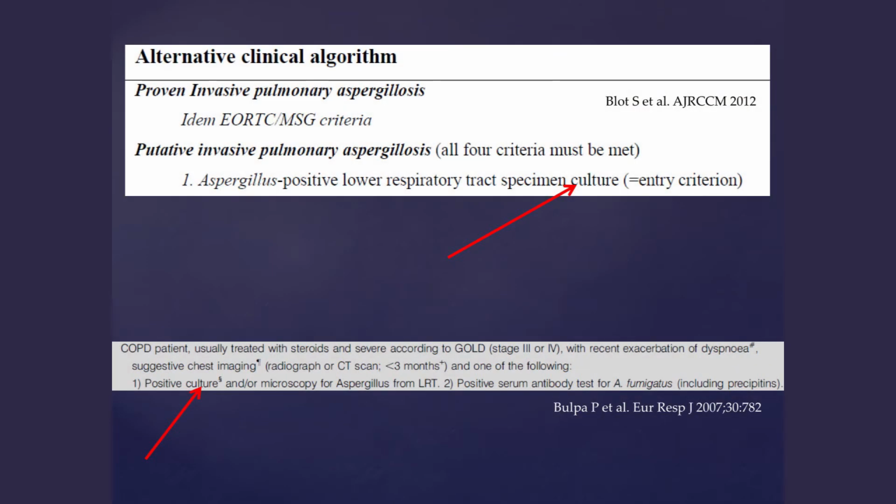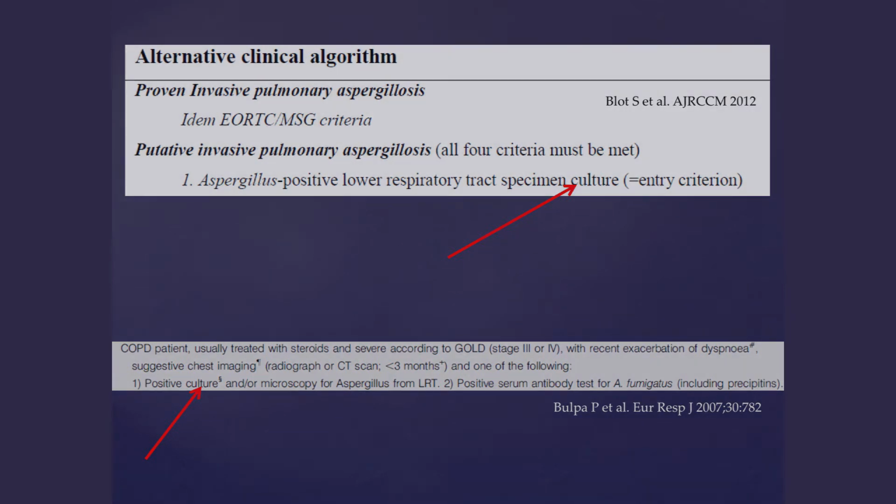So if you look at it, and this is what I was pondering, if you look at the clinical algorithms that have been published, this is from Blot. This is the ICU paper where they use the word putative. A culture is the entry criterion. And if you look at Bulpa's paper on COPD, a culture is also a very important component of the diagnosis. And therefore many people will ask, why place so much emphasis on culture, right?